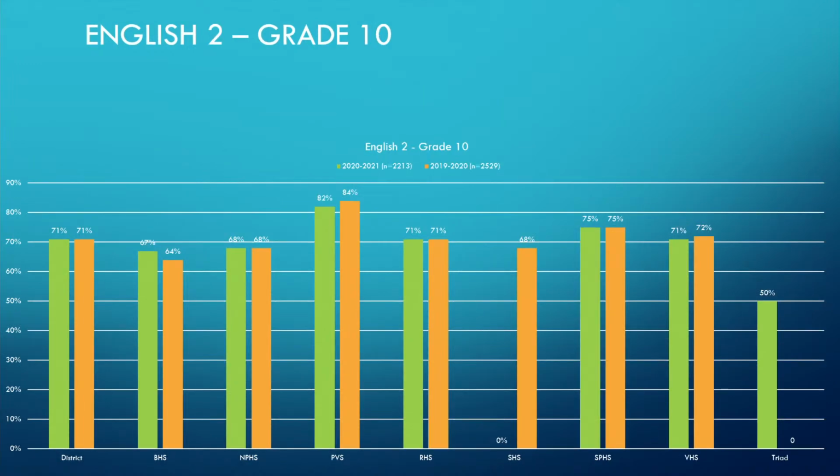So the next slide shows you English 2, grade 10. Again, the green bar is looking at our data for this year. The orange bar is a comparison to last year. And English 1 and 2 are similar to US history in that we are always assessing all of our standards.